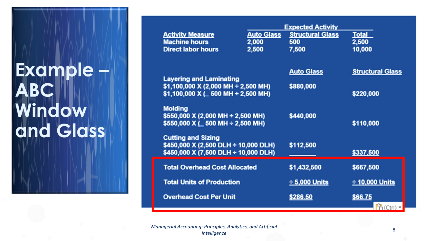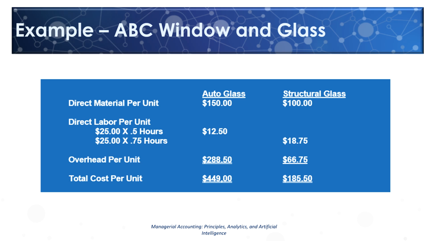Now we tally the total overhead cost allocated to each product. In this case, $1,432,500 to auto glass, $667,500 to structural glass, and that's under the expectation that we're producing 5,000 units of auto glass and 10,000 units of structural glass, resulting in an overhead cost per unit of $286.50 for auto glass and $66.75 per structural glass.